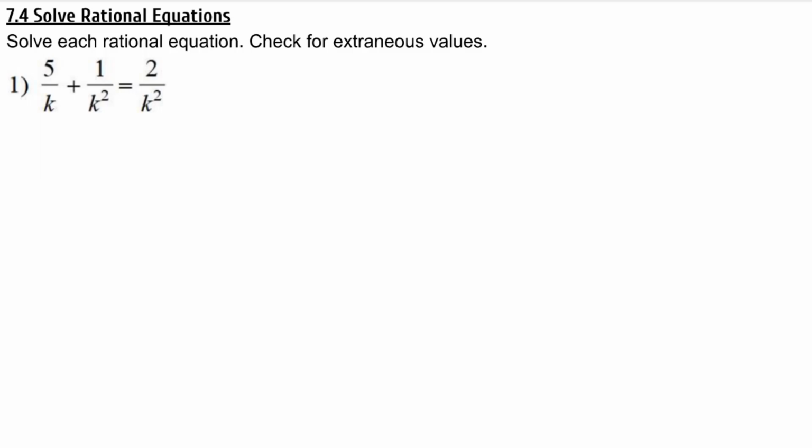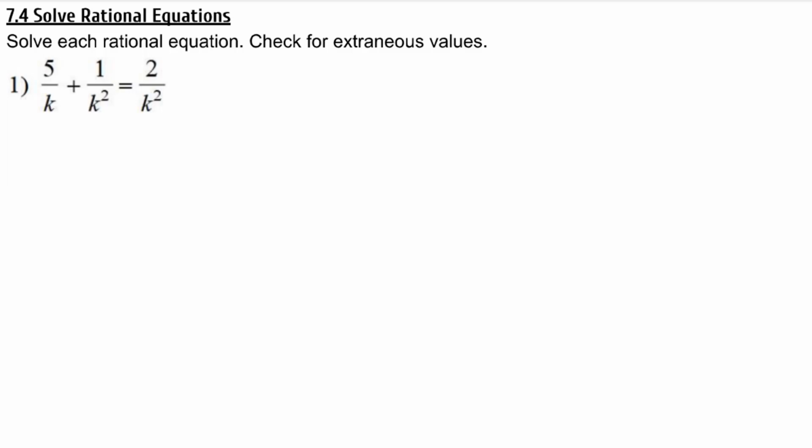Today we're going to solve rational equations. When solving rational equations, we need to check for extraneous values. Extraneous values would be values that we get for a solution that make one of our original denominators equal to 0. Remember, the denominator can never equal 0.